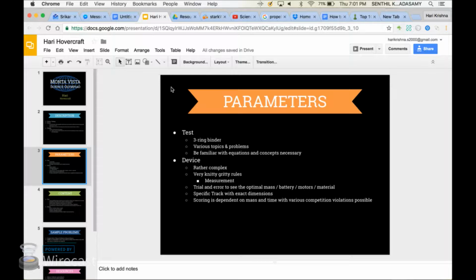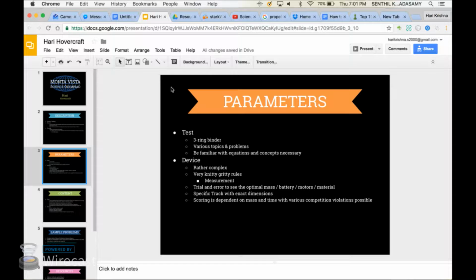It's better to have a few notes that are tabbed such that if you are to refer to a specific problem that you encounter, such as Newtonian mechanics, like Newton's force, Newton's 3 laws of motion, you would flip to the page where you see the 3 laws of motion and the specific equations that you would need to use. There are various topics and problems, so you should be familiar with all the equations and concepts necessary to solve these problems once you encounter them.